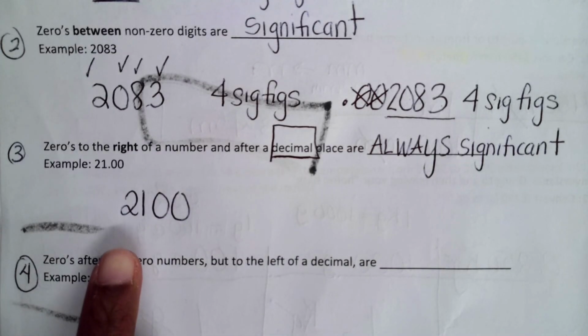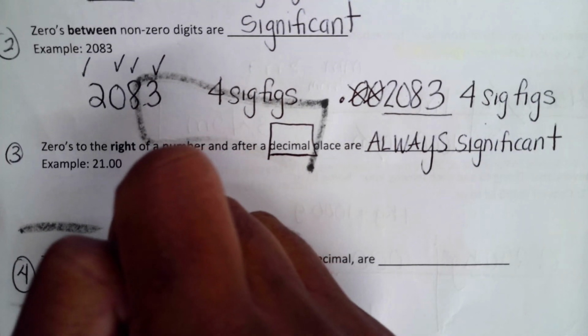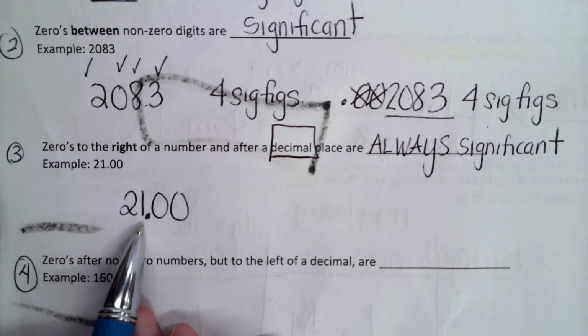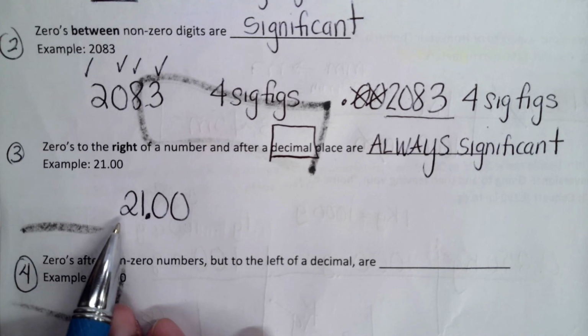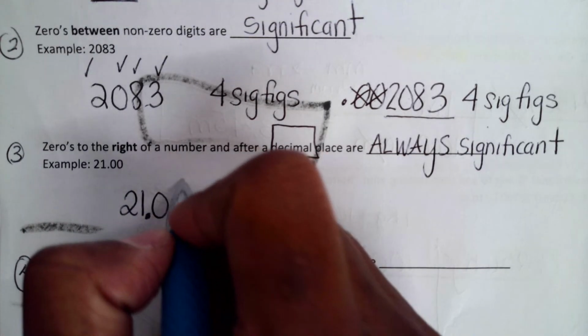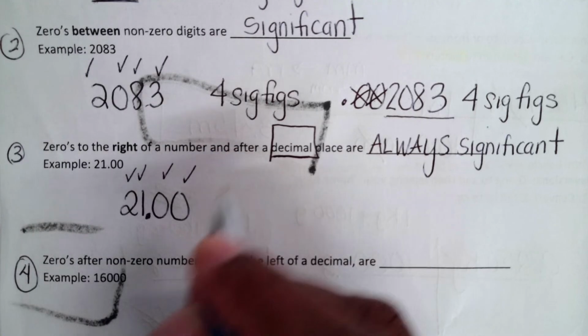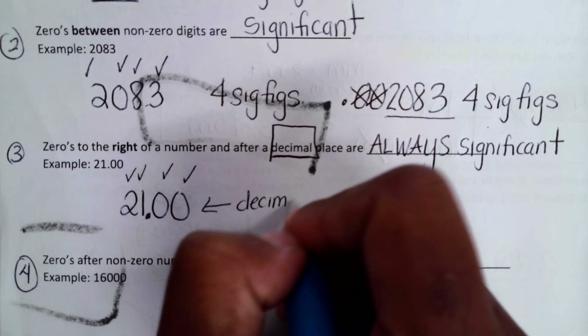So for example 21.00, how many sig figs are in this number? Yes. There's a decimal somewhere in the number.